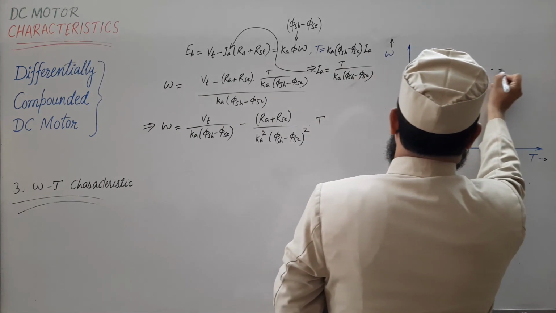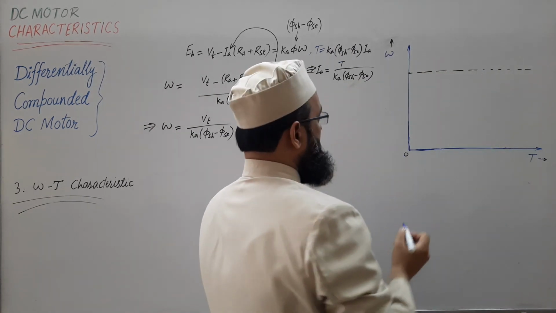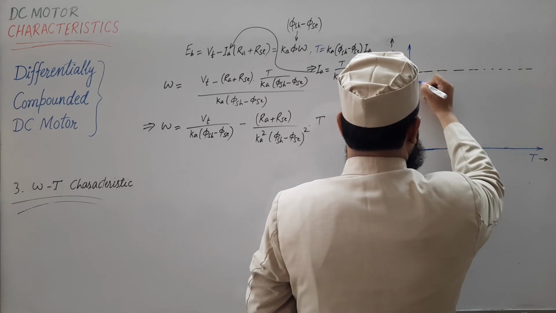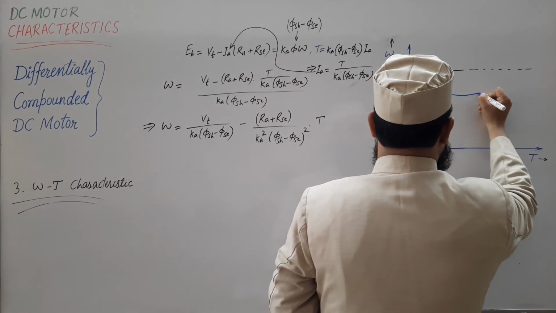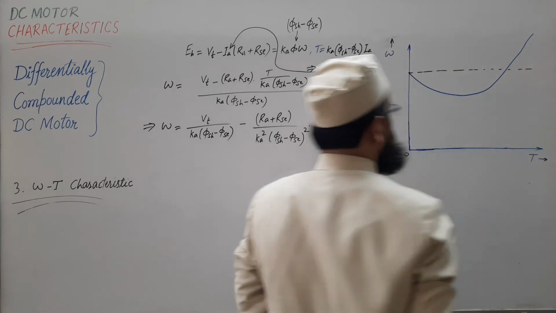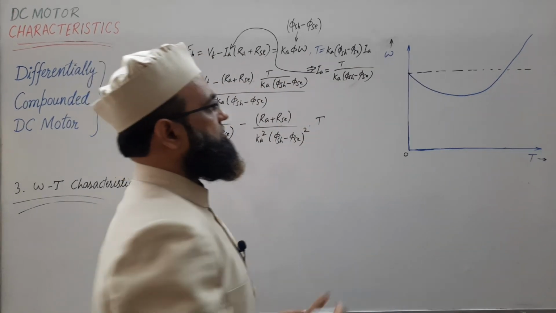So we may plot it like this. First draw a horizontal line. So the speed again decreases initially, then starts reaching a dangerously high value. This is omega 0.